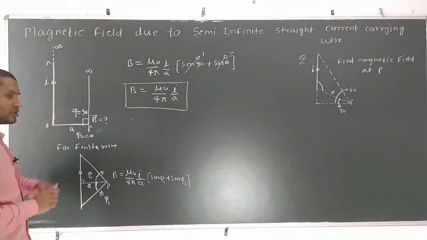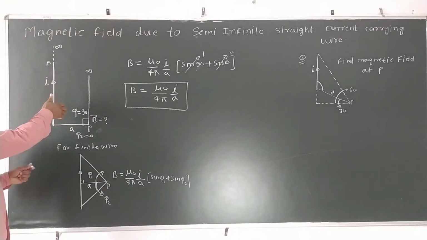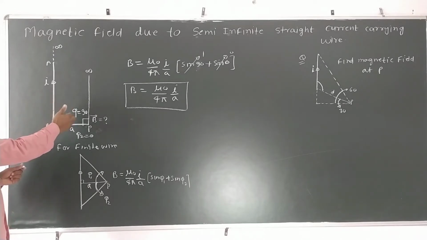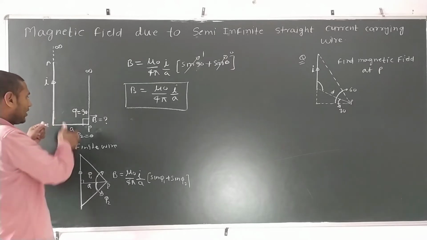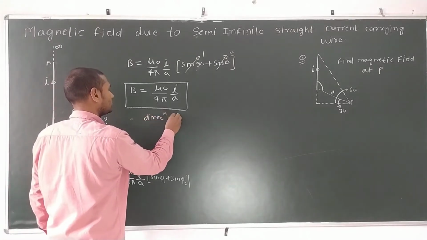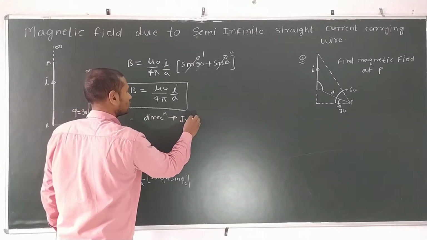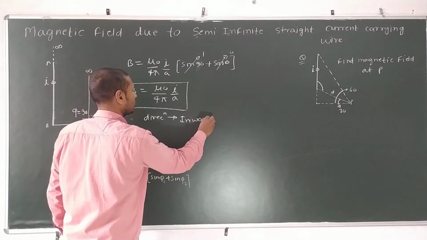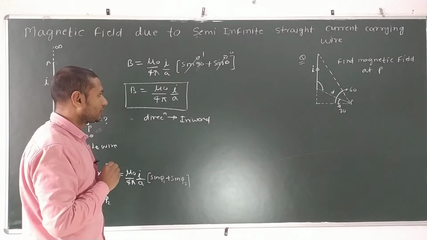And what is the direction of this magnetic field? We place the thumb along the current, and the curling fingers give the direction of the magnetic field. This gives inward. Here the magnetic field direction is inward. I think you are able to follow me.